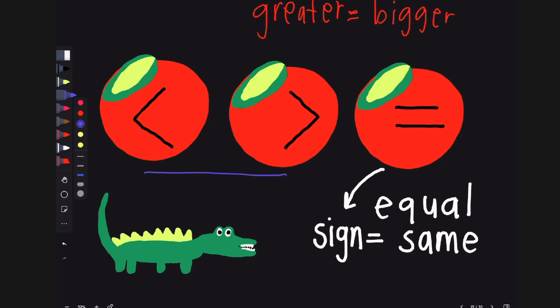These are greater than and less than signs. Greater than, which means bigger than, and less than, which means smaller than. And then this sign here, have you seen before? This is an equal sign. The equal sign tells us that the value, the digits, and the numbers are the same. So let's try a couple of examples together.